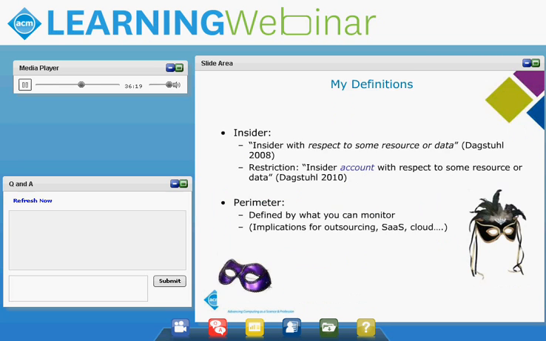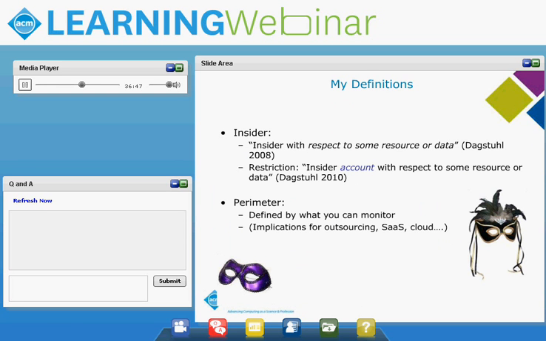So I'll give you my definitions, at least, for what insiders are. In 2008, I decided that an insider is someone with respect to some resource or data. If you have legitimate access to some resource or some piece of data, then you are an insider with respect to that. So I'm taking away the notion of an organization and becoming much more granular. In 2010, I realized there's a little bit of a problem with that definition, and I changed to be an insider account with respect to that resource or data.